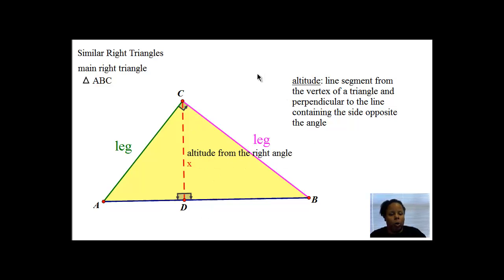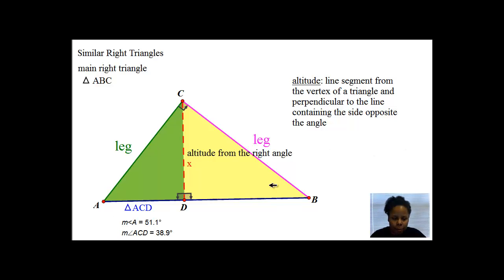Okay? When we produce that altitude, the main right triangle is broken up into two smaller right triangles. So let's take a look at the first right triangle. We're going to call that triangle ACD, and as you can see, the right angle is at angle D. And these are the angle measurements for the other angles.